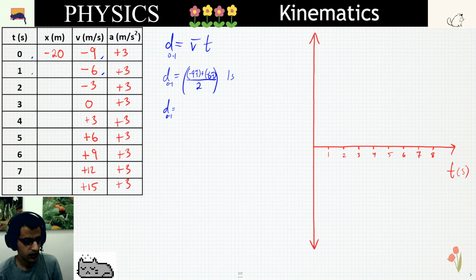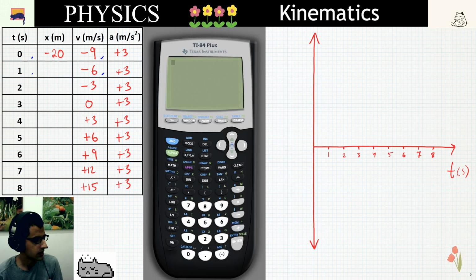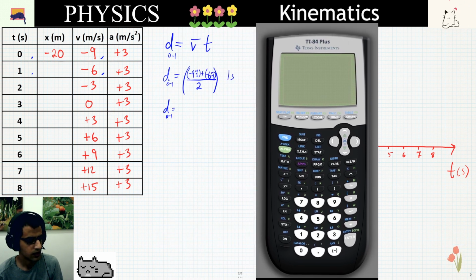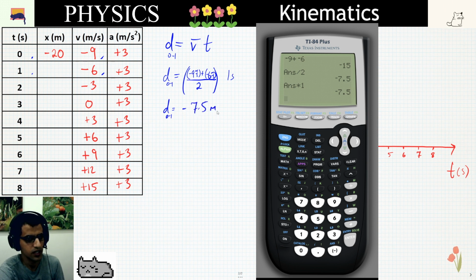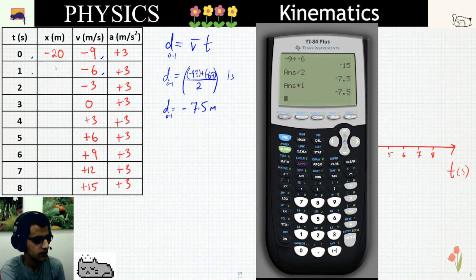I can also show that to you on the calculator. Negative 9 and negative 6. Let's move this calculator over. Negative 9 plus negative 6 is negative 15 divided by 2, negative 7.5. That's our average velocity. Multiply that by 1 second, and we get negative 7.5 for a displacement. So negative 7.5 meters. But this is our displacement. This is not the number that will go in the column here in the table.